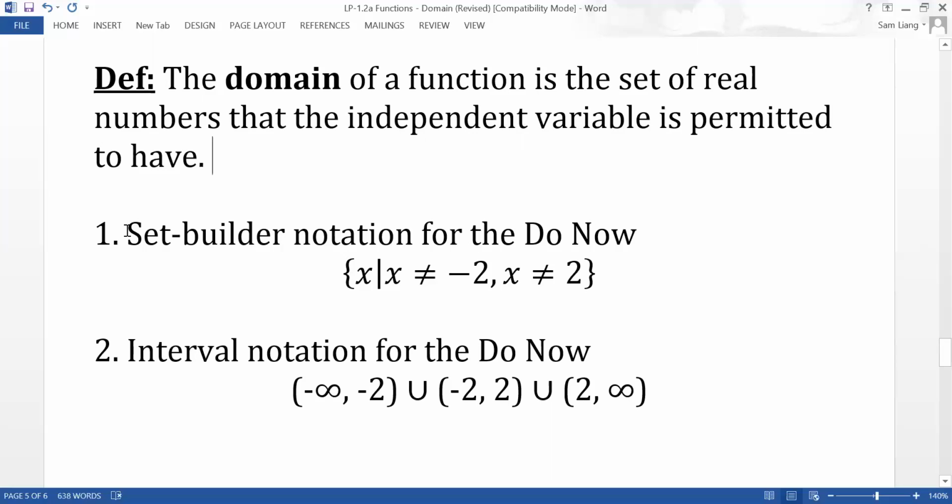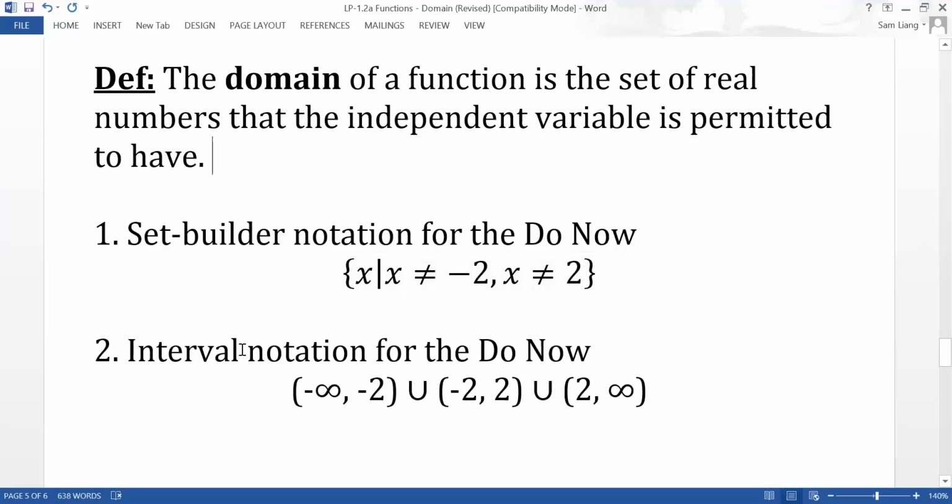And then from there, let me just review briefly set builder and interval notation. So for the do now, if you remember, it's everything besides 2 and negative 2, right? So for set builder, you have these curly braces here, looking fancy. And then you have x such that, where this vertical bar directly translates to "such that." So x such that x is not equal to negative 2 and x is not equal to 2. So everything else is fair game. Okay, so this is set builder notation.